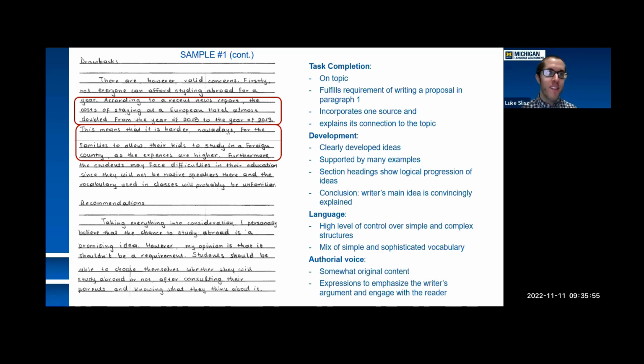And then the authorial voice. The student is relatively successful, somewhat original content.